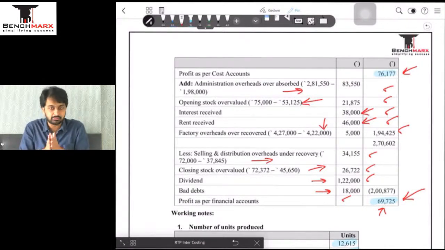We are simply reconciling. Costing records are correct to show 76,177. Financial records are correct to show 69,725. All we are doing is reconciliation, finding the reasons why the profits are different, and that is it. Poof. So one more question gone.